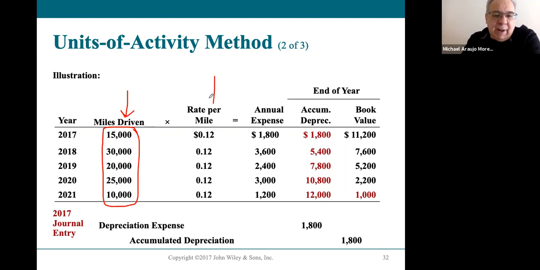The rate per mile becomes the marker in which we calculate our annual depreciation. In this case, we can still keep track of our book value, but for units of activity, it doesn't matter because we are not basing it on that. We're basing it on the number of miles that we drive. Okay. So that makes it a little bit easier.